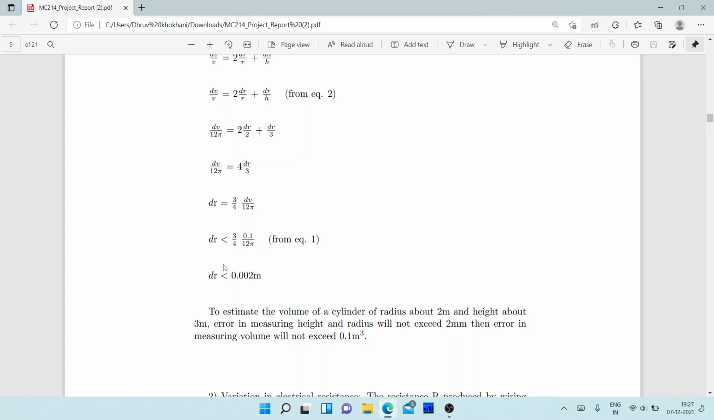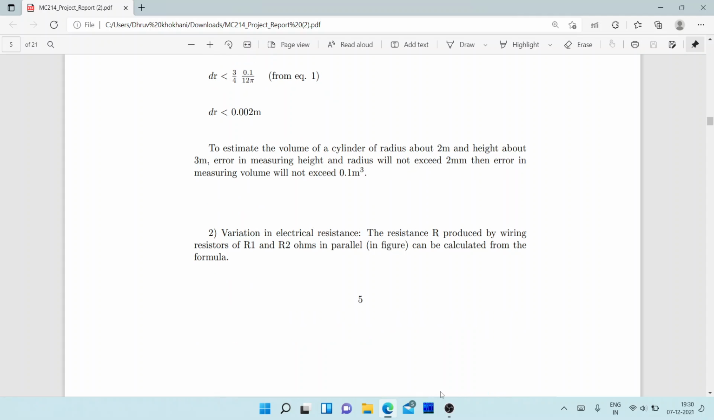So to estimate the volume of a cylinder of radius about 2 meters and height about 3 meters, the error in measuring height and radius must not exceed 2 millimeters. So we measure the volume with an error of less than 0.1 cubic meter.